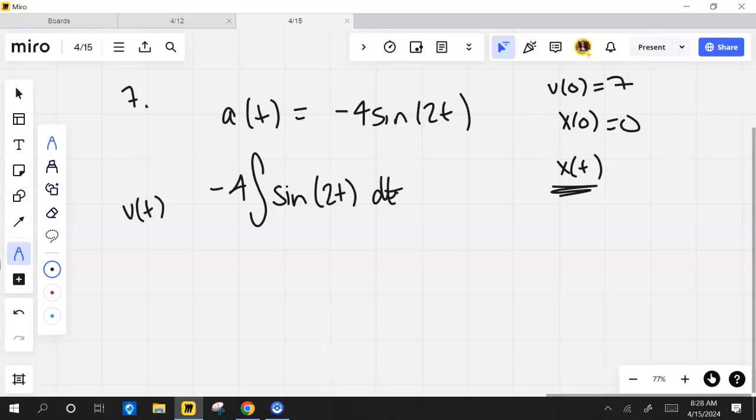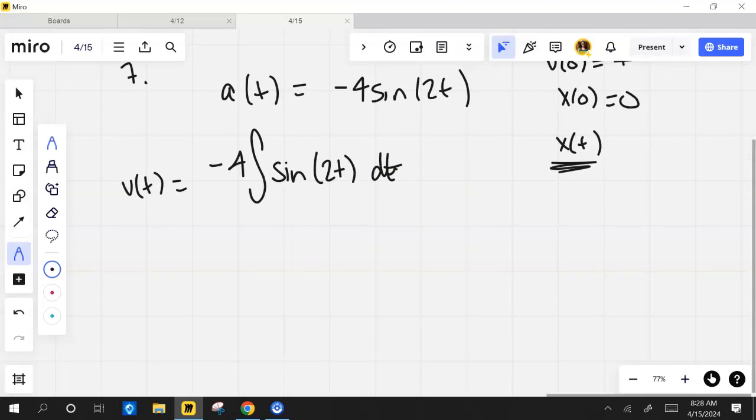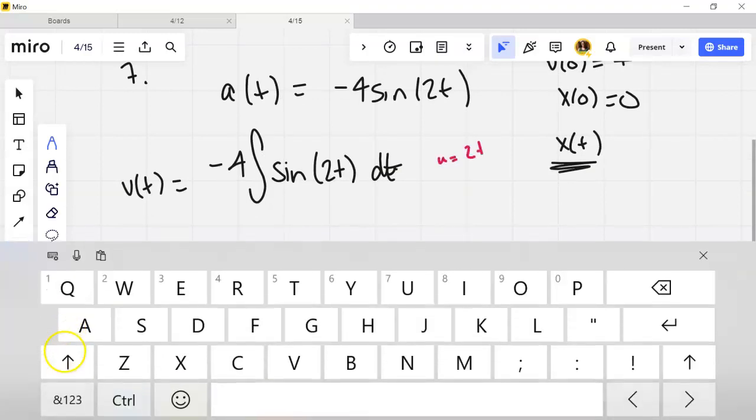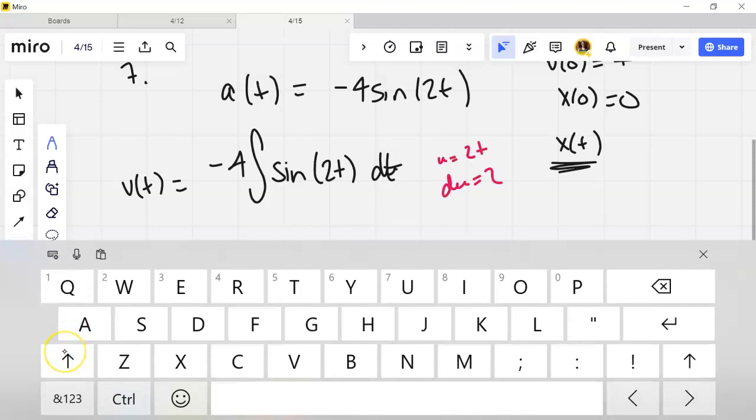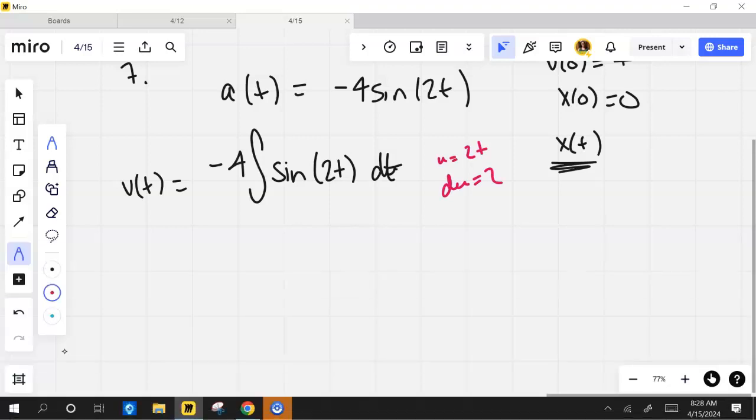Okay, so this would be velocity, right? Because that's going to be the antiderivative of acceleration. I let u be 2t, du be 2. So that means I need a 1/2 on the outside. Y'all with me? Is that what y'all did? Tell me if you didn't.